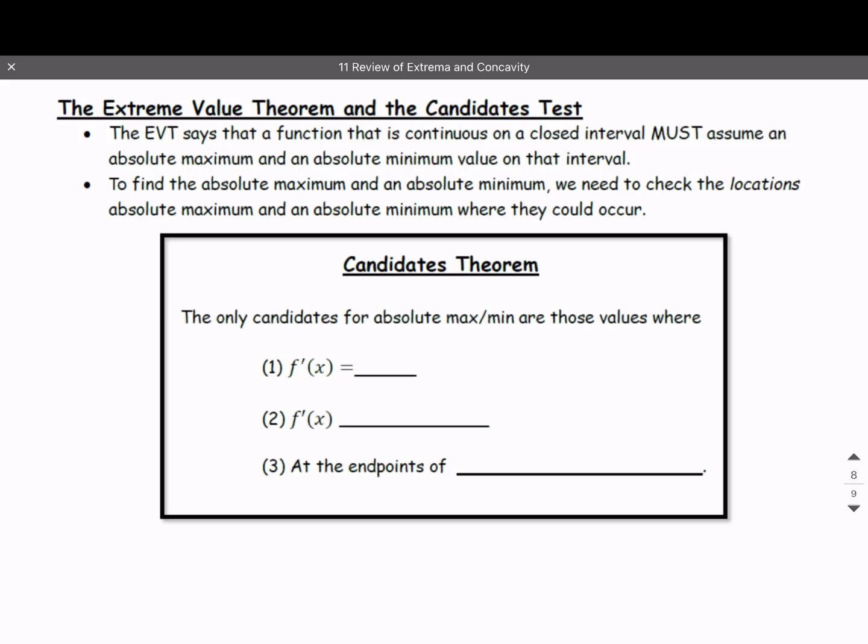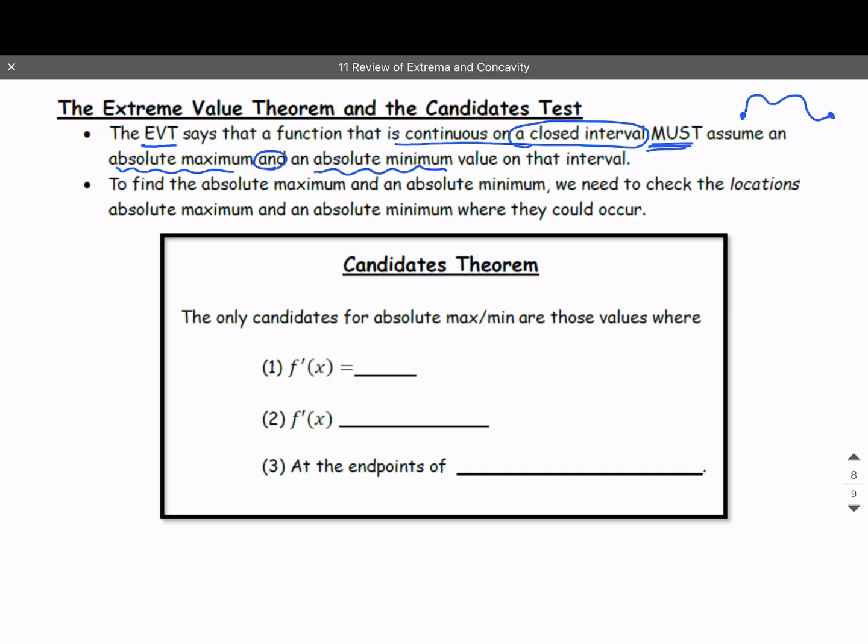The next thing is I want to bring you back to the extreme value theorem, and we're going to talk about the candidates test. The extreme value theorem says that a function that is continuous on a closed interval absolutely positively must have an absolute maximum and an absolute minimum value. If you have a start and a stop and the graph is connected, you have to have a highest point and a lowest point. That's the extreme value theorem.